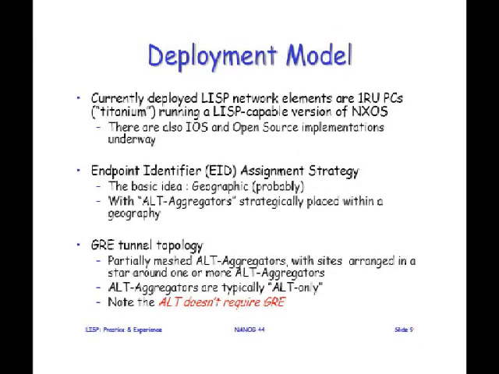And then we have this GRE tunnel topology. Remember, the ALT runs over this GRE topology, and it's partially meshed at the top. So these ALT aggregators, roughly continental level aggregators, are all partially meshed together, and then all the sites are on stars around those things. I wanted to mention that the ALT actually doesn't require you to use GRE. You just need some tunneling technology that will allow you to decouple the actual physical topology from the ALT topology. So in some cases, like in my test bed, I have it running on .1Q in some places.